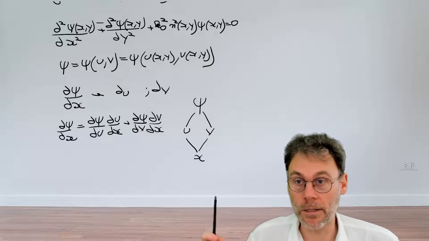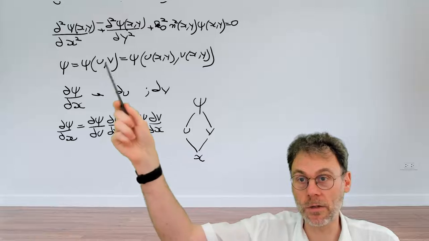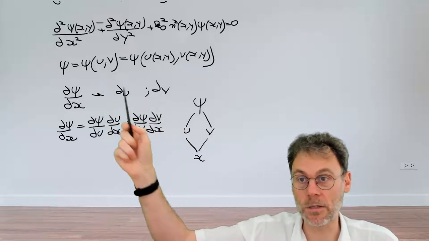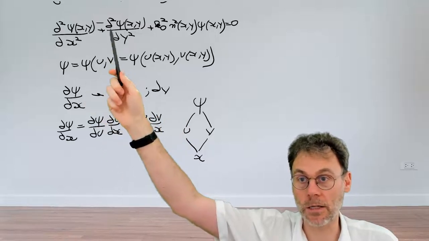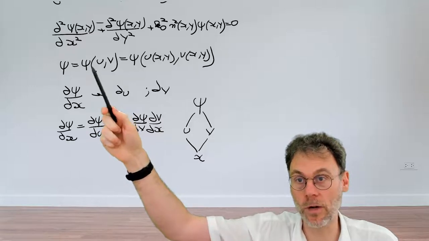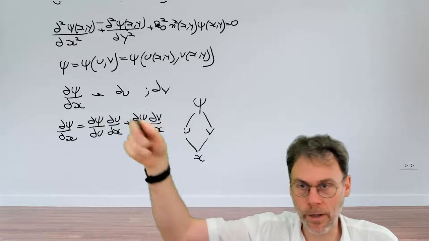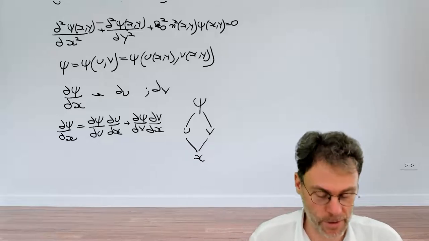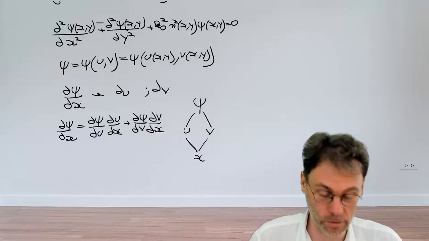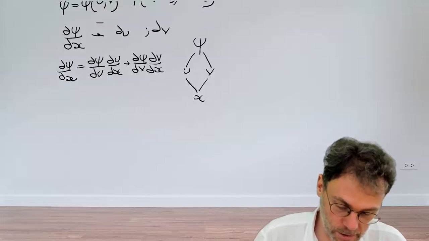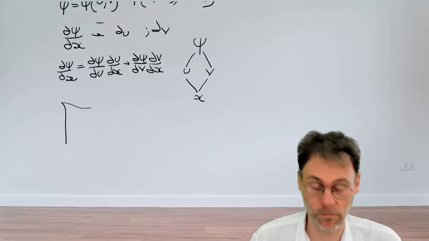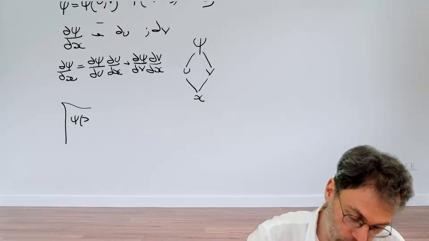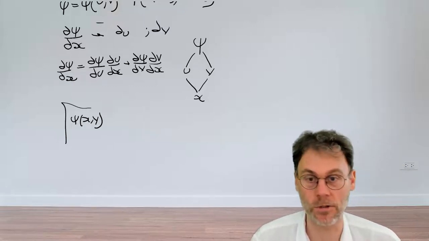This might seem a little bit confusing because all of these dependencies here, so we start out from psi depending on x and y, and then it depends on u and v, but then u and v also depend on x and y, so this seems a bit complicated. So in order to perhaps help you to better understand what's going on, let's elaborate on this thing a little bit more, hopefully with a concrete example that will help us clarify what's going on.